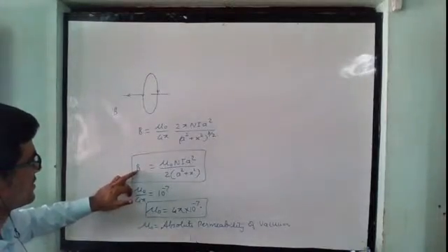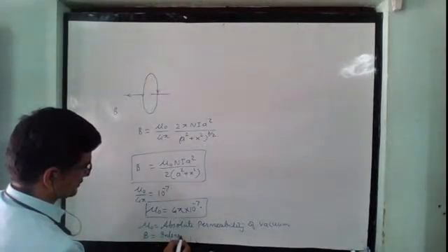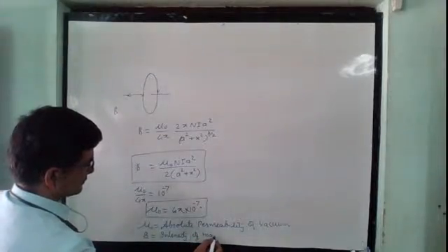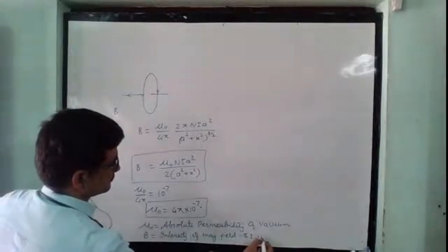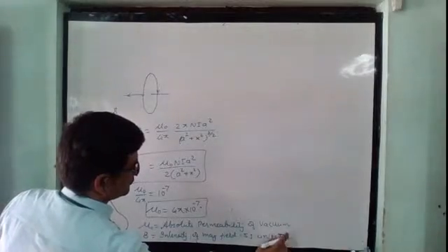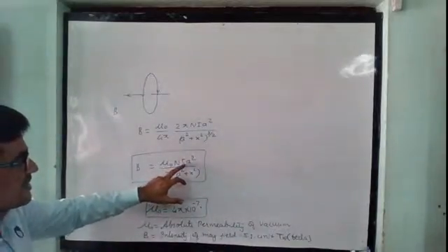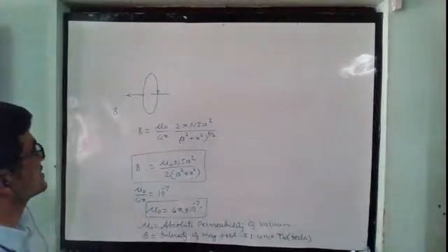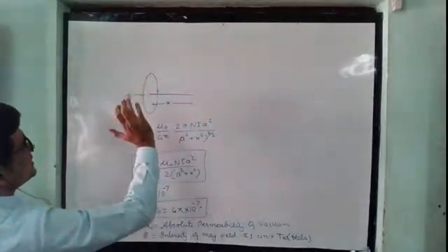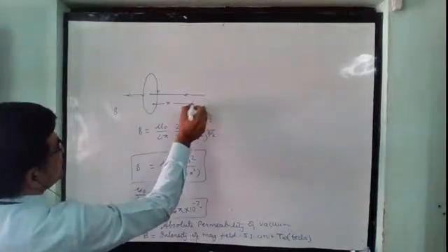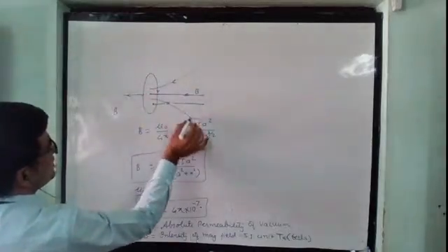We also saw what is B. B is the intensity of magnetic field. It is a vector quantity. Its unit is Tesla, correct? N is the number of turns, I is the current, a is the radius, x is the distance. So here, when you take a distance x from its axis, I took the current like this, so the direction of the field will be like this. Here, if you look at the field, it will come like this, correct?